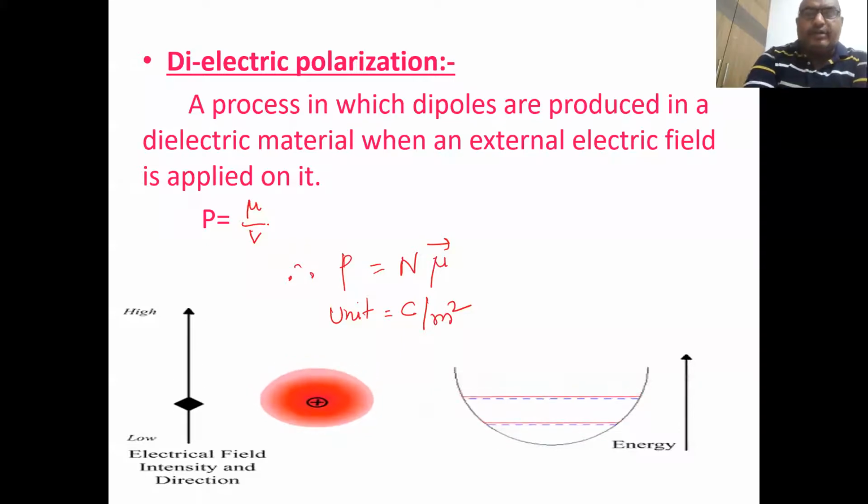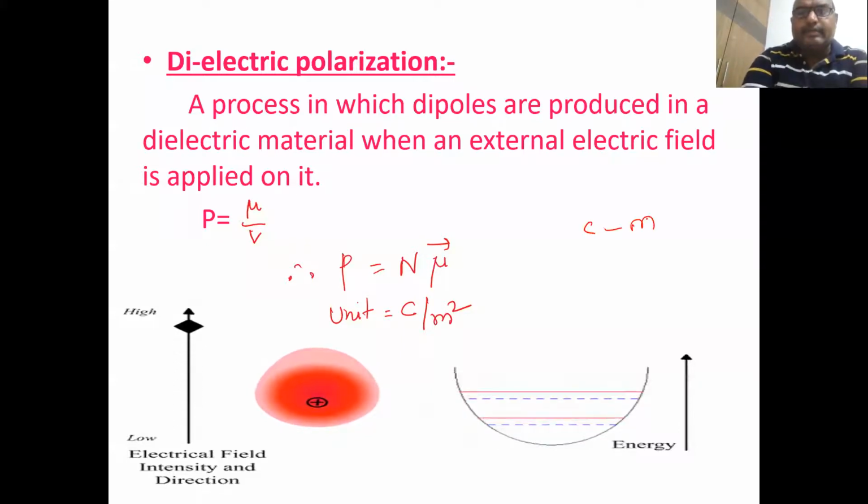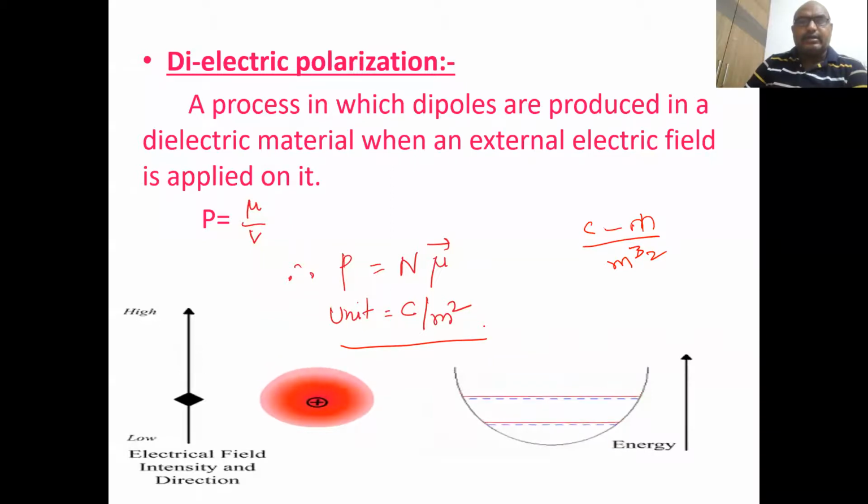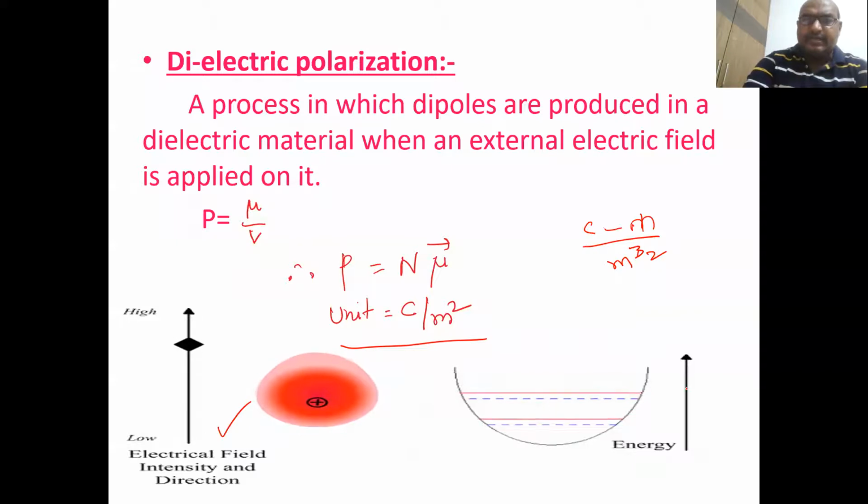The dipole moment unit is coulomb meter, and volume is meter cube. Cancelling one meter, the unit becomes coulomb per meter square. That is the unit of dielectric polarization. The electric field intensity and direction move from high to low, and the energy also increases and decreases.